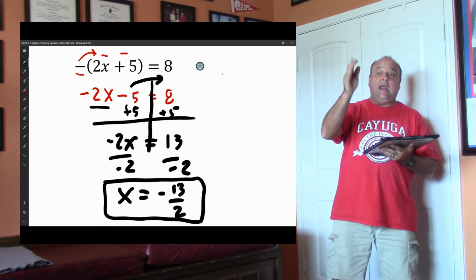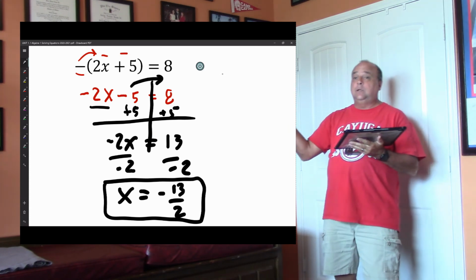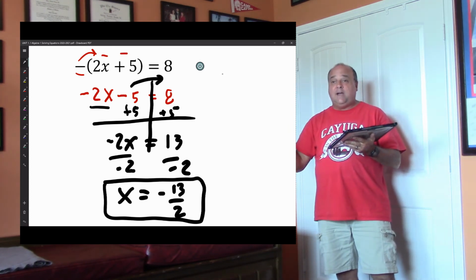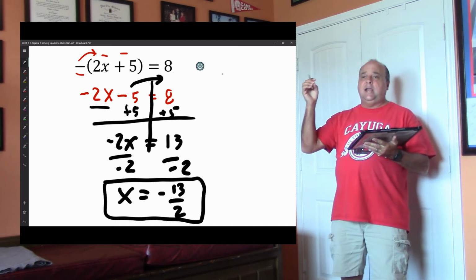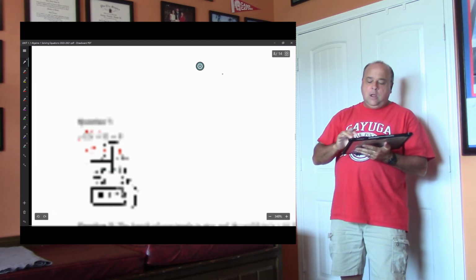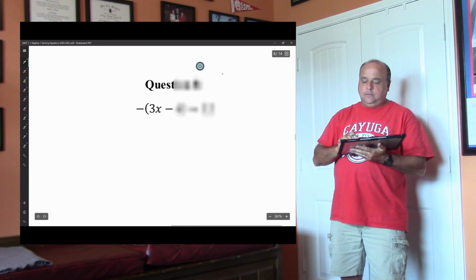Leave your answers as fractions. If you're doing this on a simple calculator, you'll get negative 6.5. Your answers need to be left as a fraction. So let's go to question 8.